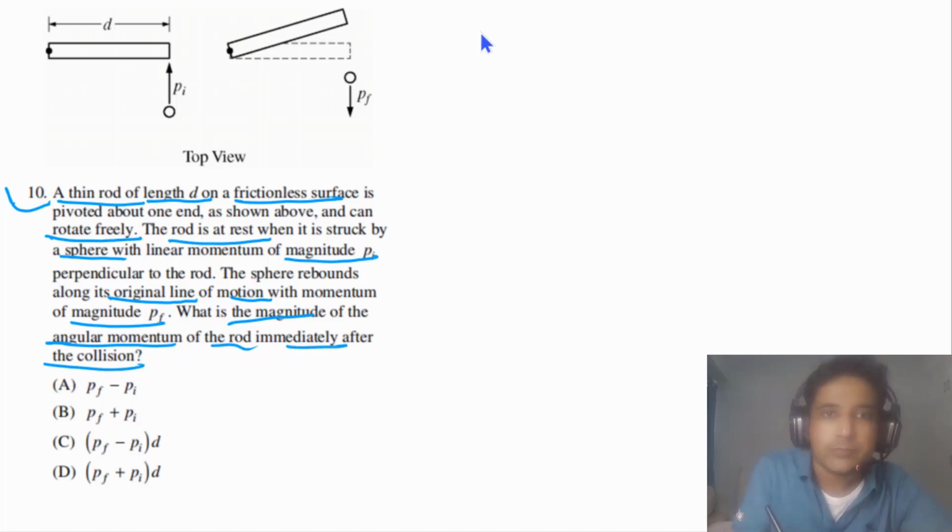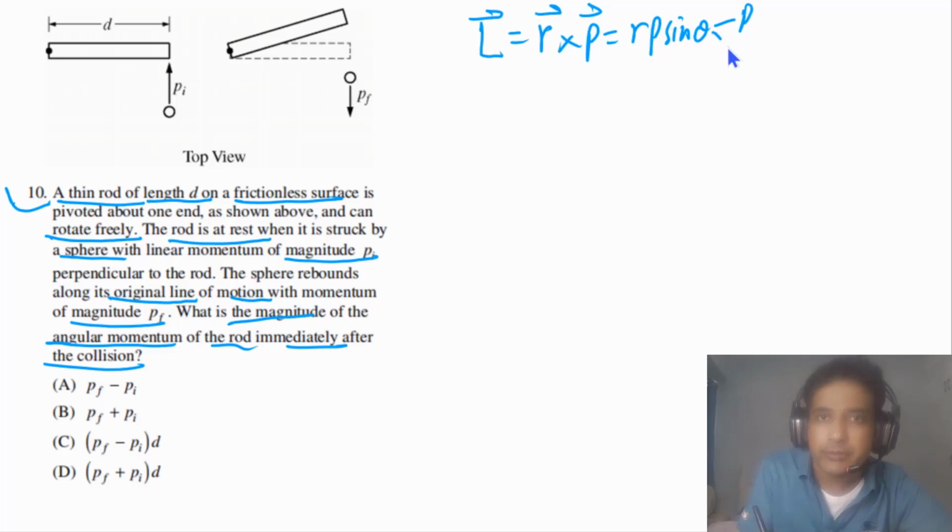So in this case, first of all, we can write down the angular momentum. Angular momentum is equal to r cross p. We can say this is equal to r p sine of theta, and theta is the angle between the linear momentum and r.